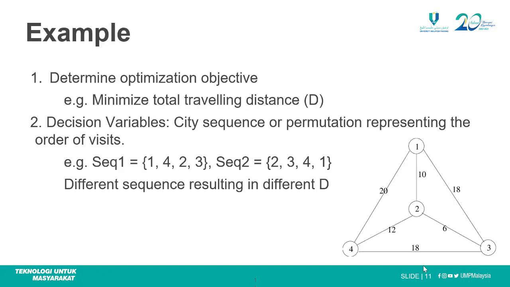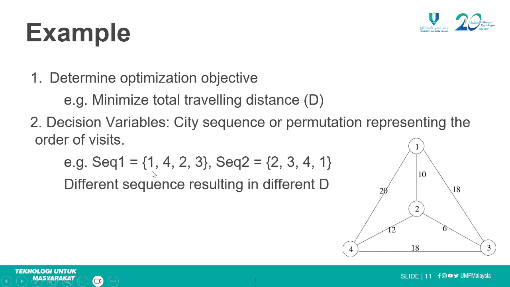As an example, let's say we have a simple traveling salesman problem consisting of 4 points, or 4 cities, to be visited. The optimization objective for this example is to minimize the total traveling distance. The decision variable has been set earlier: the city sequence, or permutation, representing the order of visit.